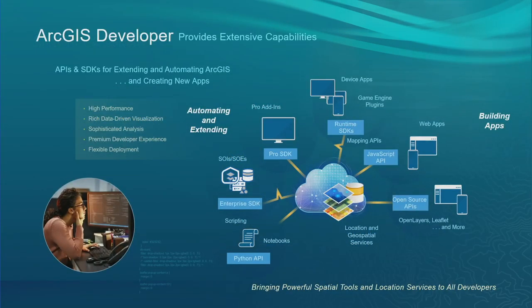And as a developer, these location services are supported by the APIs and SDKs that you're probably already using if you're working with ArcGIS Online, Enterprise, or Pro. So that means that you can use the platform location services within a Python notebook using the ArcGIS API for Python. You can develop native or mobile applications.